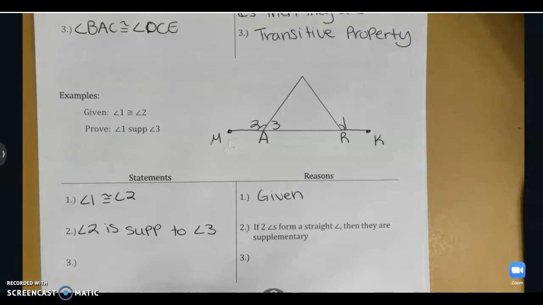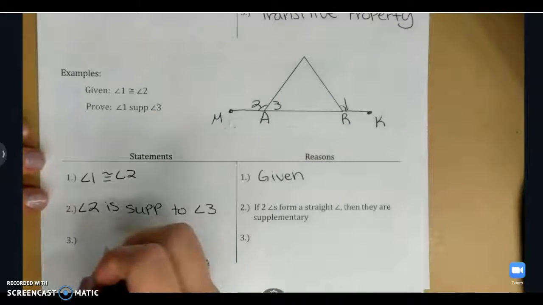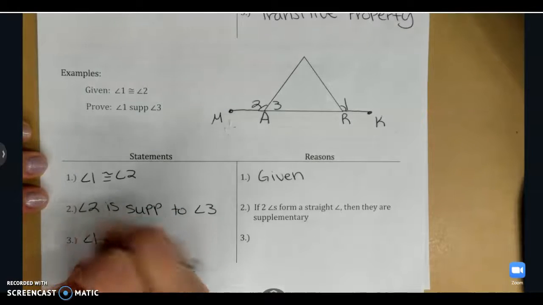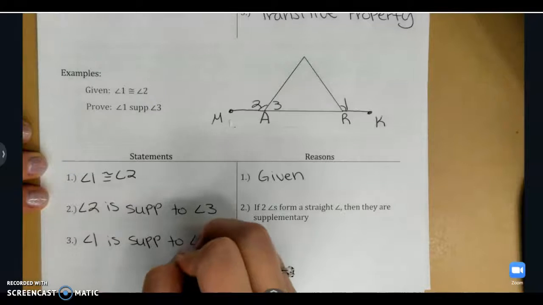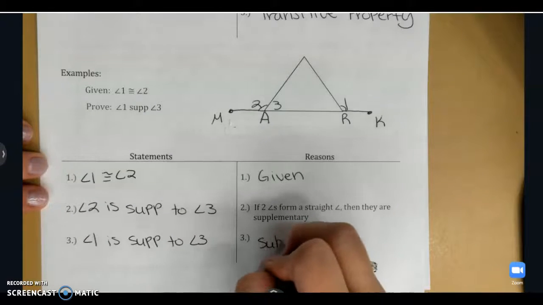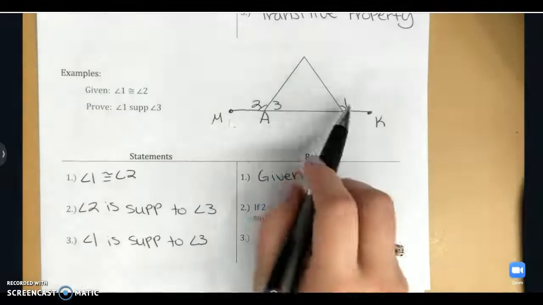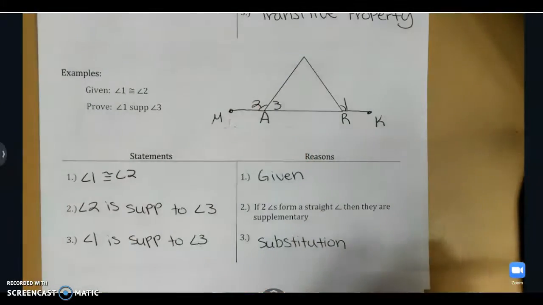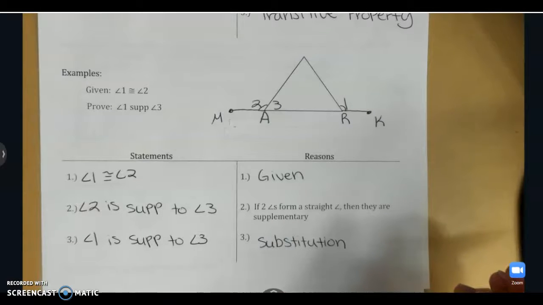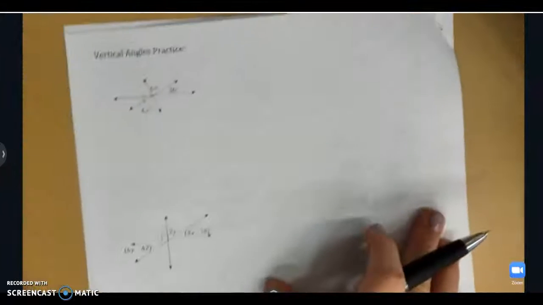So we know angle 2 is supplementary to angle 3, and we know that angle 1 is congruent to angle 2. So I can then state that angle 1 is supplementary to angle 3 as well, and this is from substitution. If you look back at that example from the first page, because the measures of angle 1 and angle 2 are the same, we could substitute that measurement in place of angle 2, and they would give us supplementary angles.